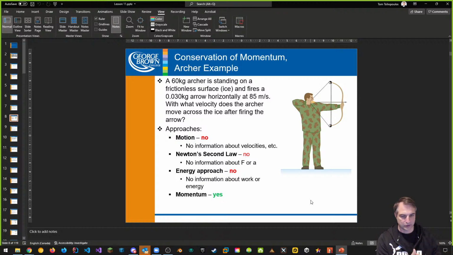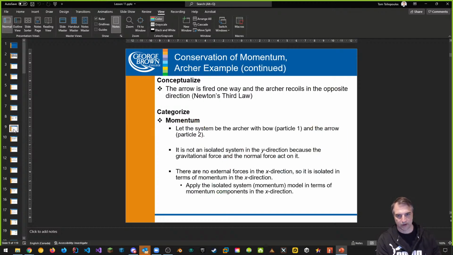So here are some approaches. Can we use motion? No, because we have no information about velocities. Can we use Newton's second law? No, because we have no information about force, right? Can we use the energy approach, which is potential energy, kinetic energy? No. But can we use momentum? Yes. So this is another tool in our toolbox to give us some answers. Well, let's take a look at how we can use this.